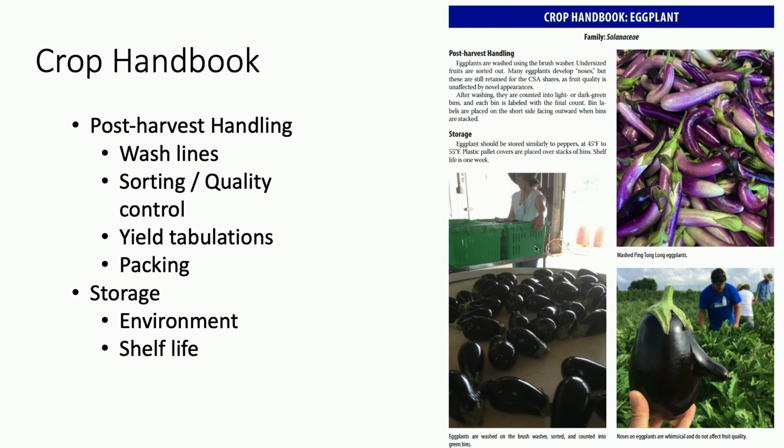So how are we washing it, if we're washing it? Which wash lines in our pack shed are we utilizing? So what equipment? How are we sorting it? What does quality control look like? How are we tabulating our yield? Are we weighing? Are we counting?